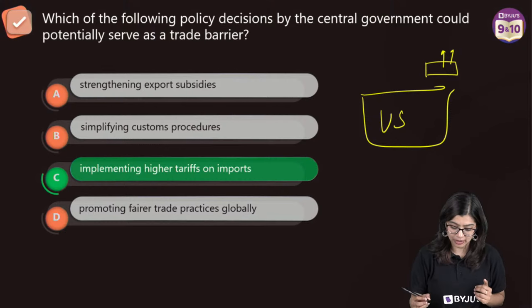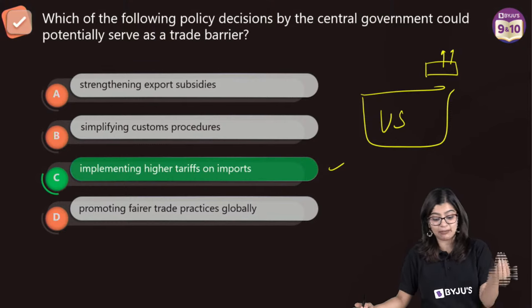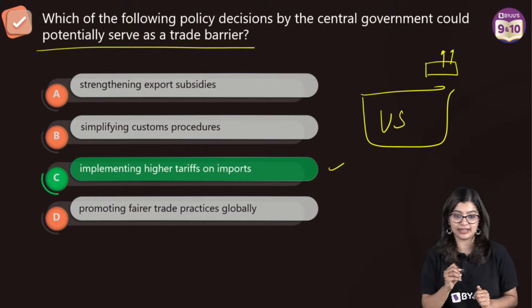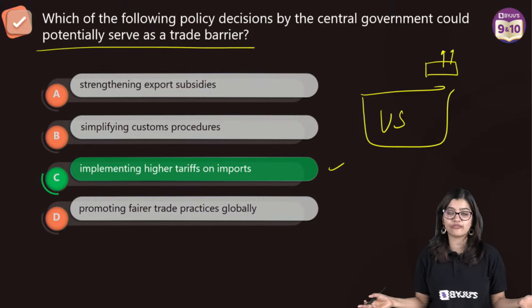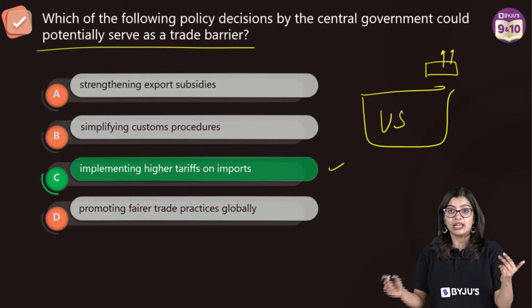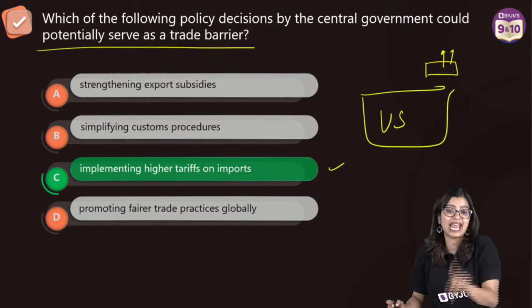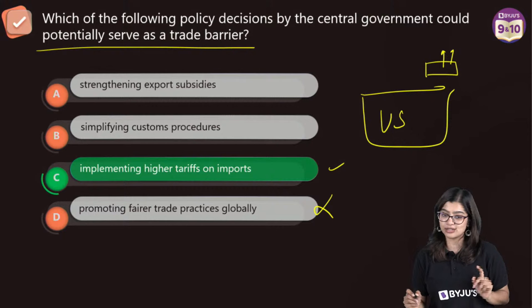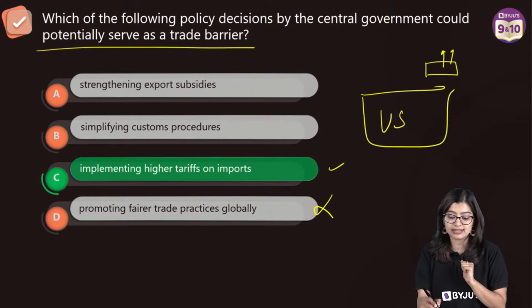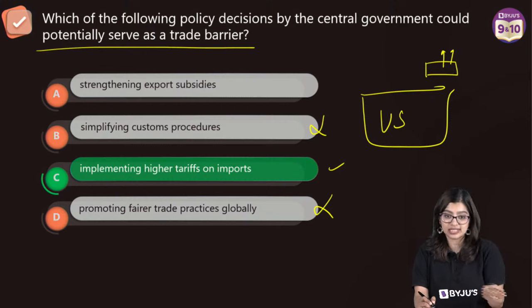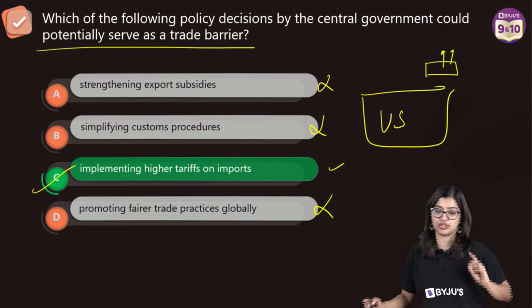Which is why implementing higher tariff on imports could serve as a trade barrier. Not D. D says promote fairer trade practices, but that is something which should be ideal, it is not serving as a trade barrier. That is why this is not the answer. Simplifying customs procedure is not acting as a barrier. And strengthening export subsidies, no, not the case. Which is why the correct answer is option C.